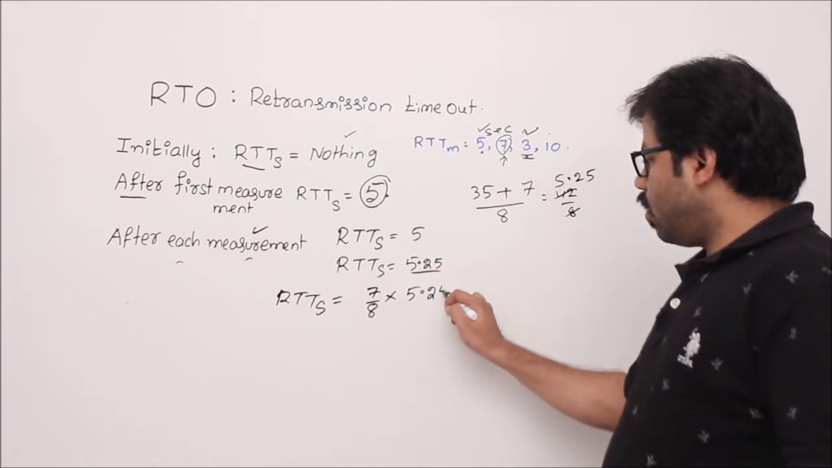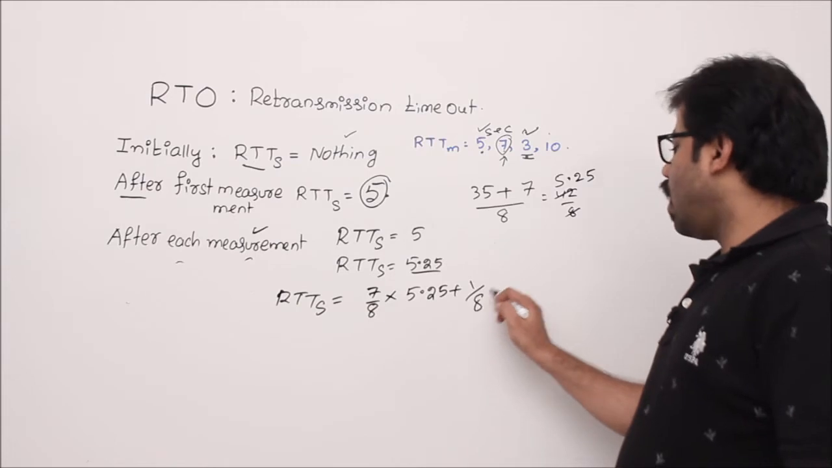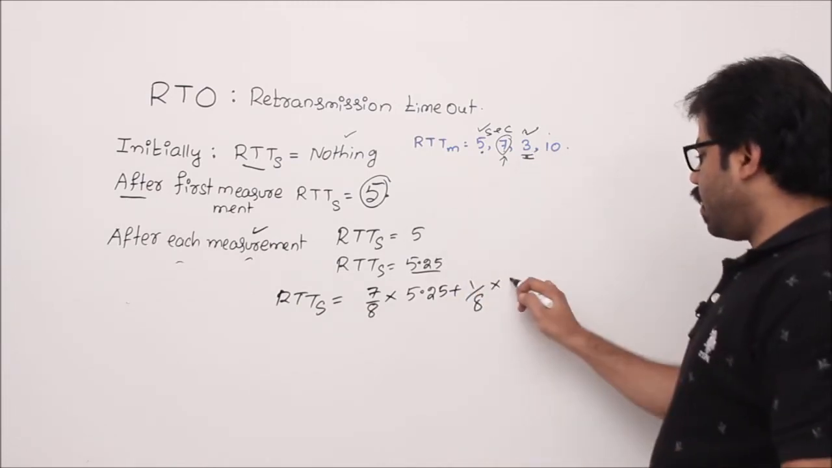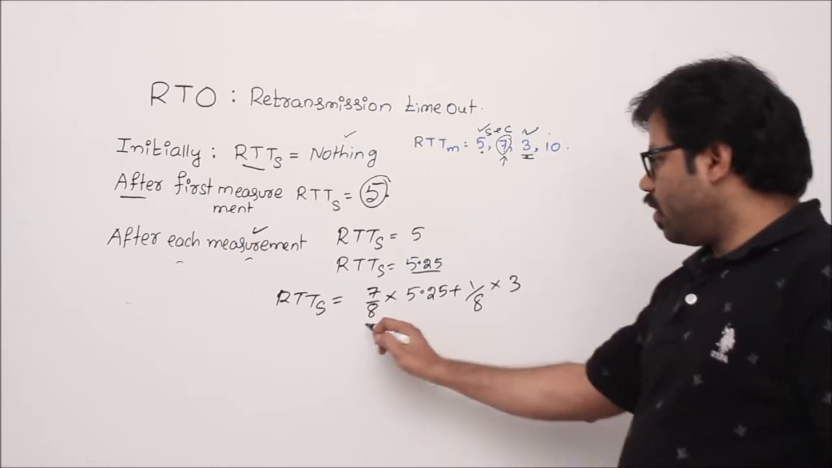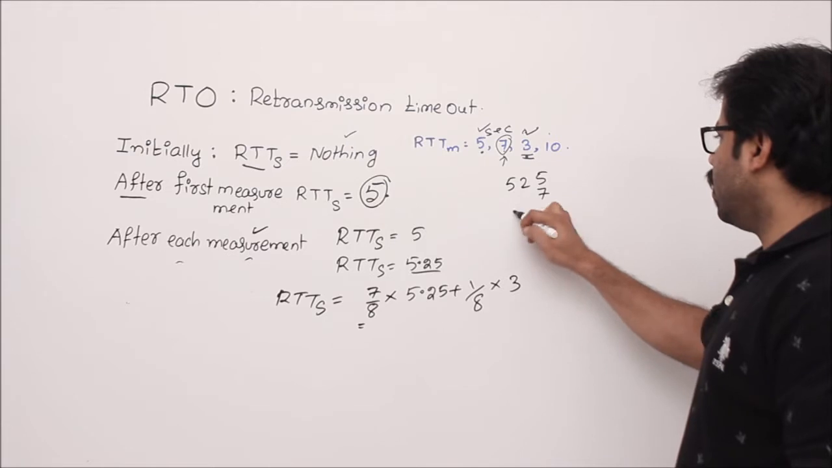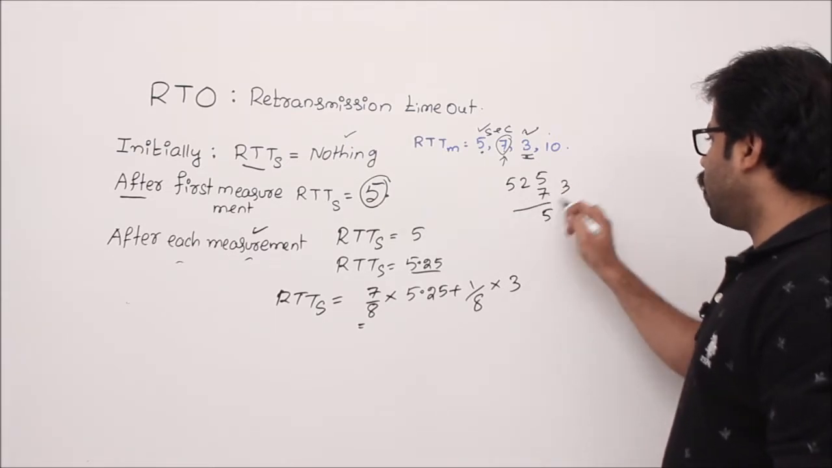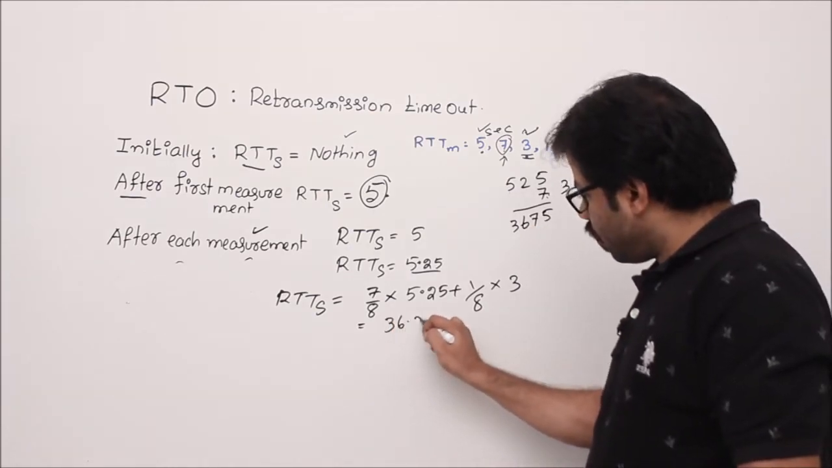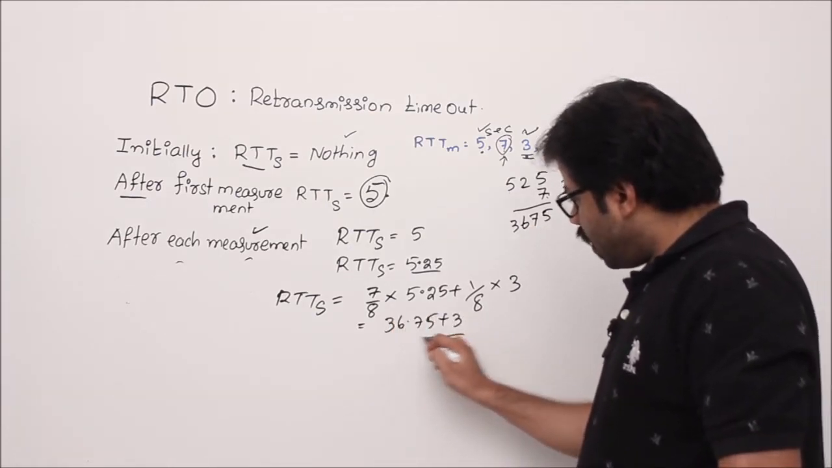5.25 plus 1 by 8 into the RTT measurement. What is the new RTT measurement? 3, right? So that would be 7 by 8 into 5.25. Let's simplify it: 525 into 7. 7 5s are 35; 7 2s are 14, 17; 7 5s are 35, 36. It would be 36.75 plus 3 by 8.